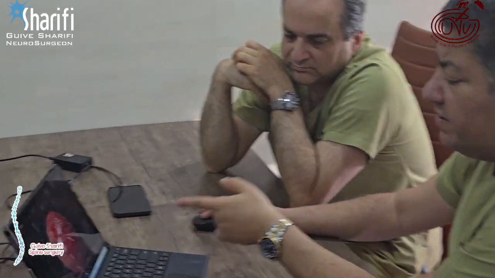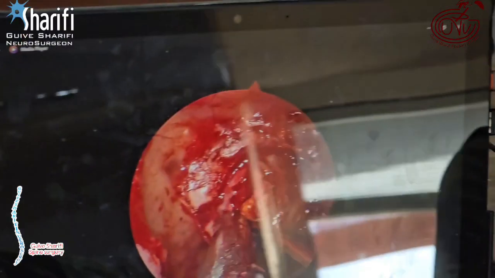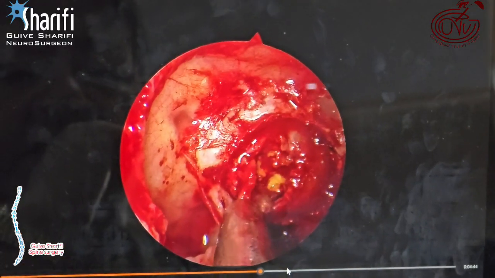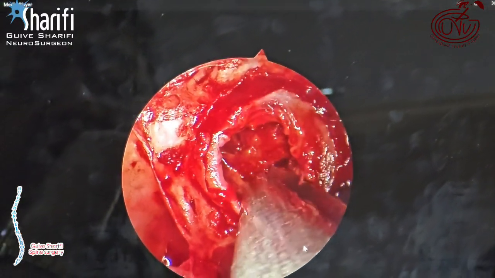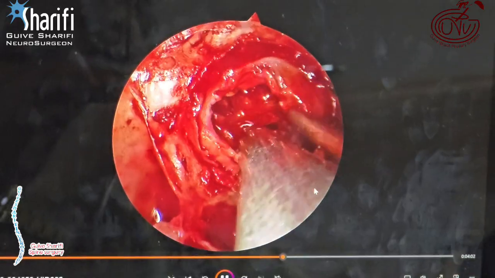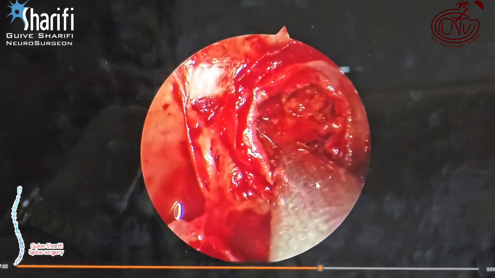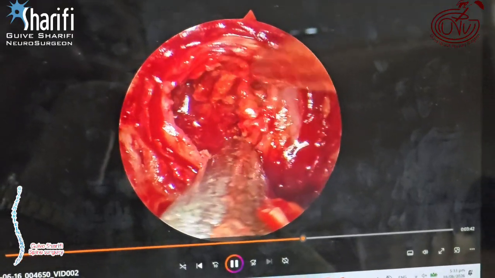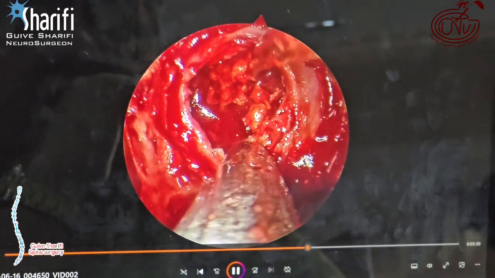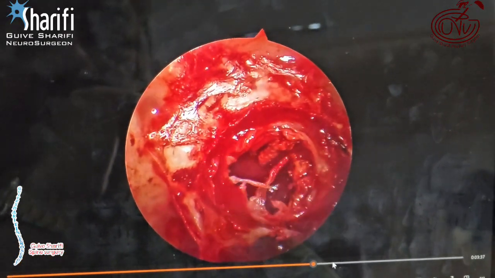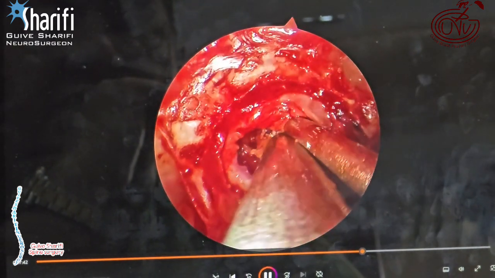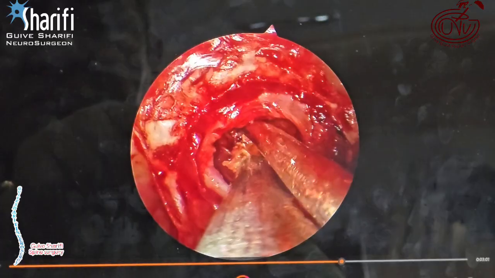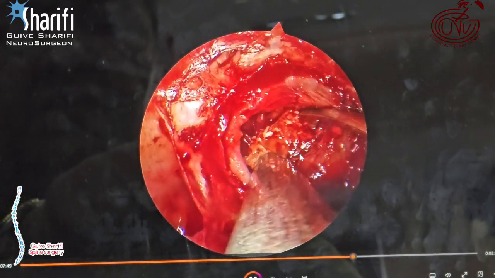But when we went there, I removed this material. You see this material, and after evacuation, I searched for the calcification. This is the calcification next to the diaphragm. This is the diaphragma sellae, and the calcification adhered to the base of the diaphragm, and I removed it. You see this calcification. This is something that we see inside craniopharyngioma.